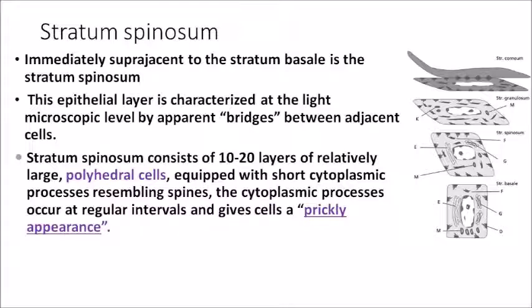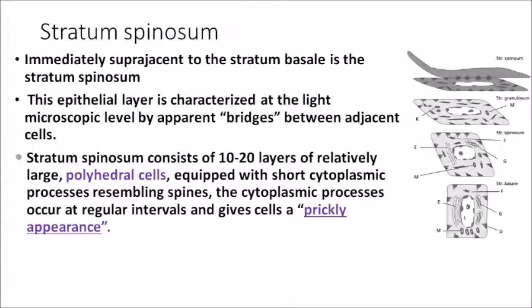Look at the figure. Above the stratum basale, we have the stratum spinosum. This layer is characterized by a spine-like or prickly appearance, and hence the name. When we look at this epithelial layer at the light microscopic level, we can see bridges between the adjacent cells. There are so many bridges between the adjacent cells, and while we process this tissue to visualize under the microscope, what happens? The cell shrinks a bit. When these cells shrink but still have attachment to the adjacent cell through these bridges, what happens? We can visualize a number of short cytoplasmic processes.